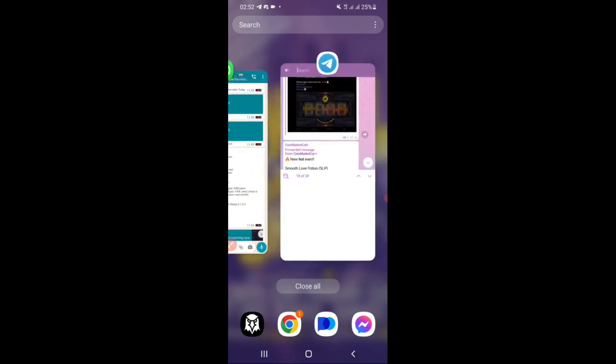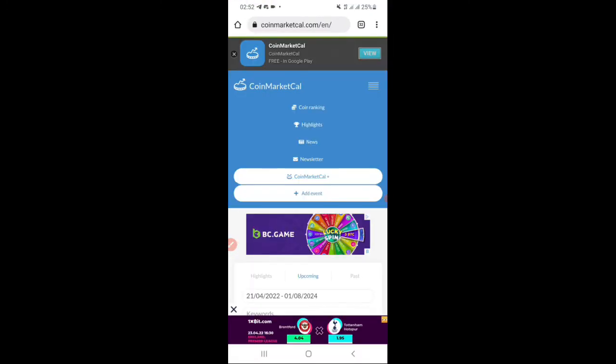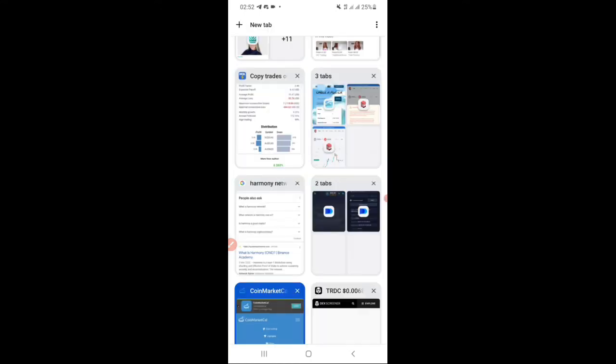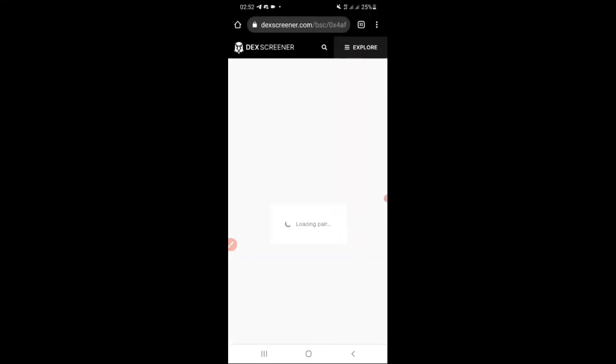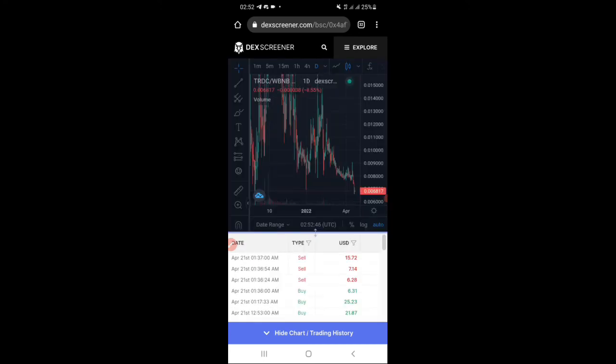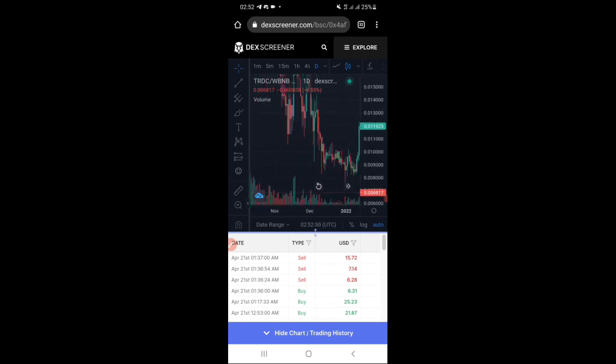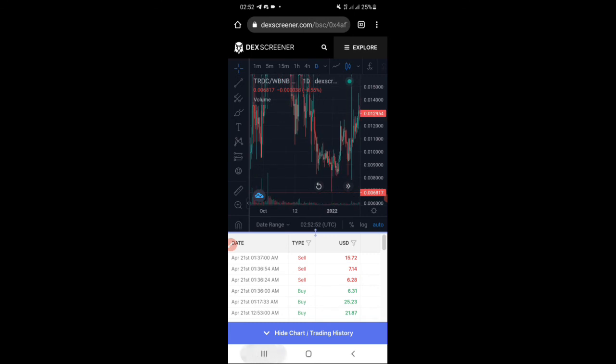Let me go to Dex Screener. If you're not using Dex Screener, you need to use Dex Screener. Dex Screener is very important to you. So let's see. Now let's watch. Let me switch this to this.